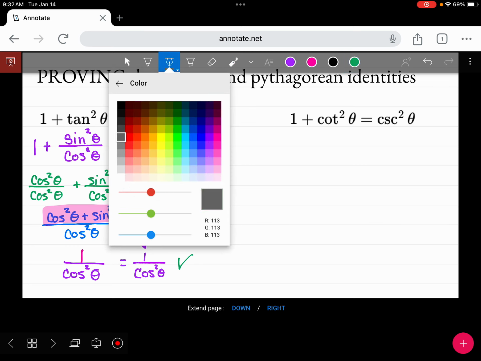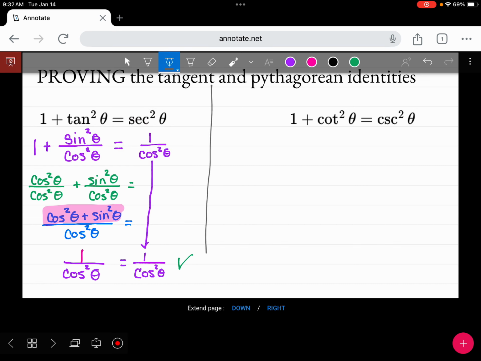Let's do one more trick, our last trig identity. So we've got 1 plus cotangent squared equals cosecant squared.